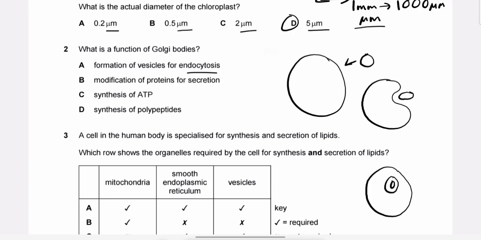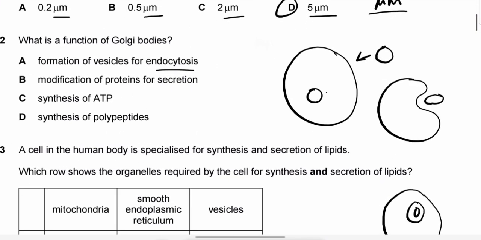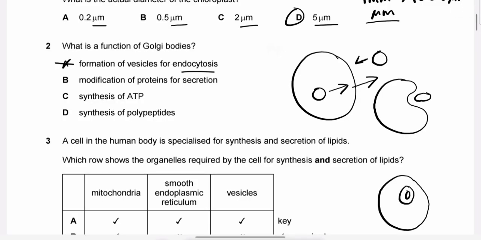Maybe if they had said exocytosis, where we have a vesicle being formed inside the cell that moves towards the cell surface membrane and fuses with it to let stuff out, but here they said endocytosis, so we are not going to take that. Then for B, it says modification of proteins for secretion. See, secretion. But before we take that to be our answer, let's move on to C, synthesis of ATP. No, because we know that ATP is synthesized by anaerobic respiration in the cytosol, which is the cytoplasm, and in the mitochondria for aerobic respiration. That's where we get our ATP from.